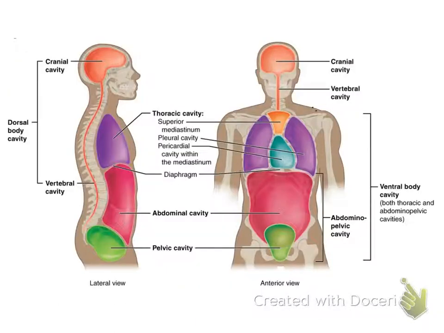From the diagram, you can see that the dorsal body cavity is made up of the cranial cavity and the spinal cavity.